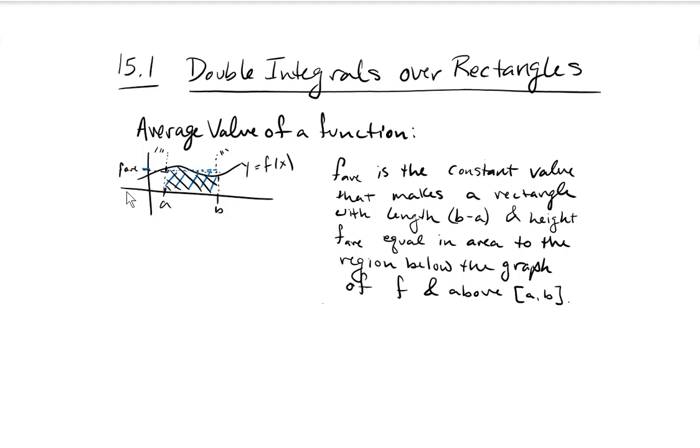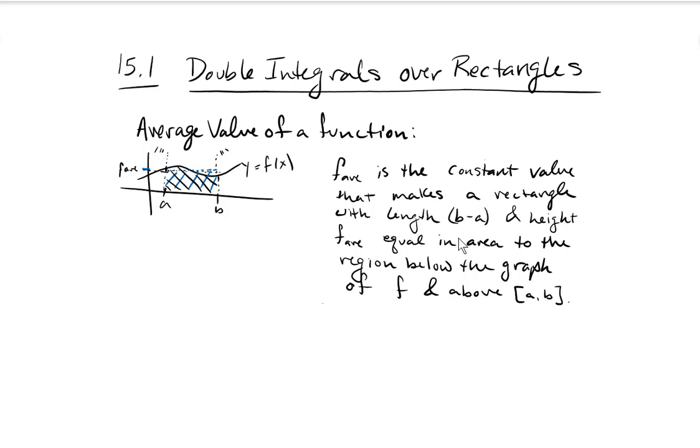So what's special about this f average number is it makes a rectangle with the right height to match the amount of area already trapped by our graph. Said in words, f average is the constant value that makes a rectangle with length b minus a, the length of this interval, and height f average, equal in area to the region below the graph of f and above the interval from a to b.